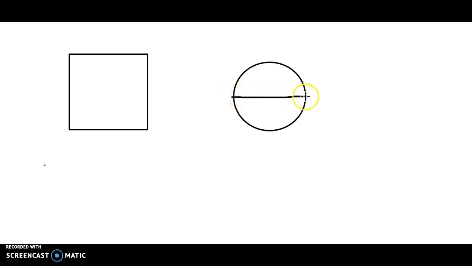Okay, we have a diameter, and the radius is just going to be half of that. Okay. So there's our radius r. And you can see it's a radius because it radiates out from the center. That makes some sense, right? Like a spoke.